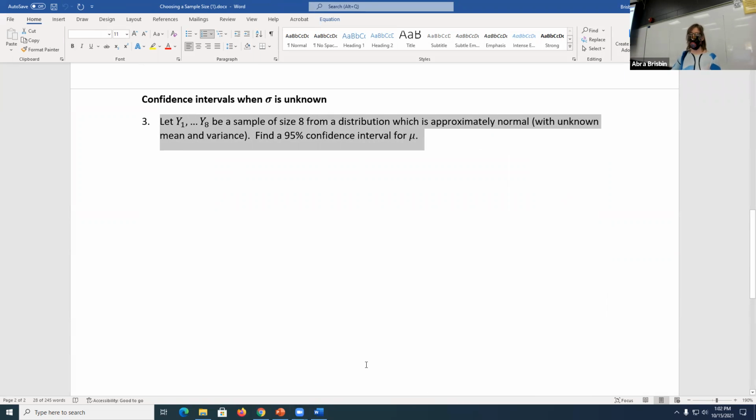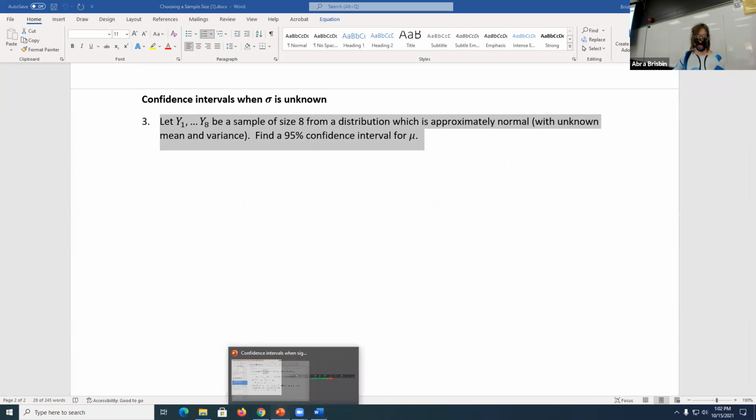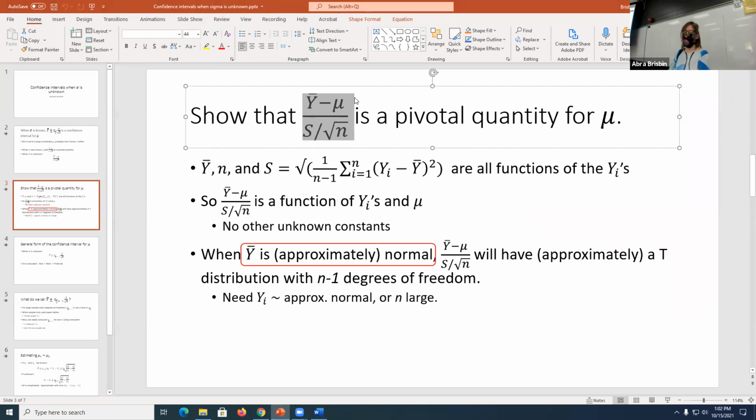Finding a formula for a 95% confidence interval for mu using y bar minus mu over s over the square root of n as a pivotal quantity. Give that a try and let me know when you have questions.